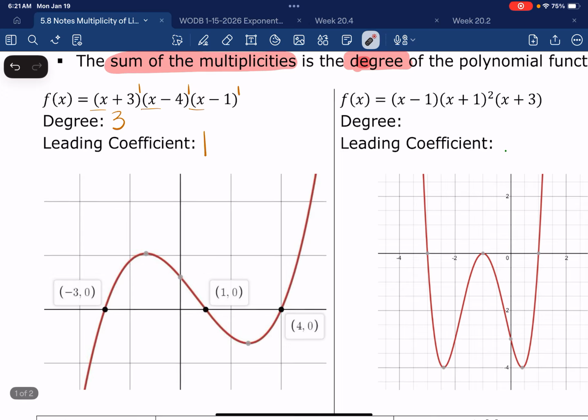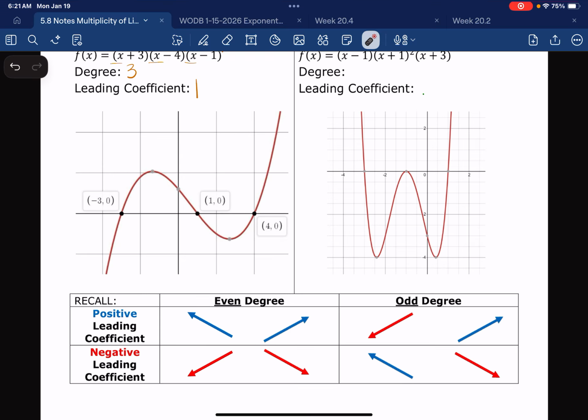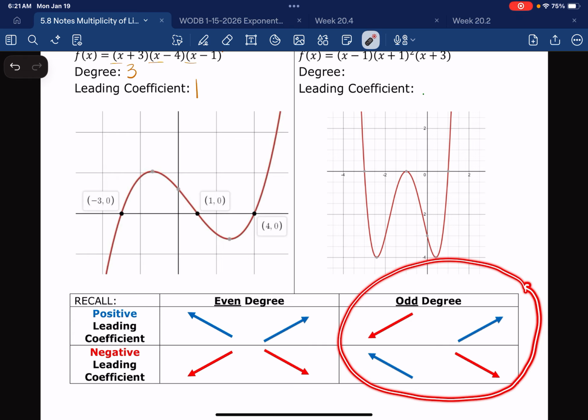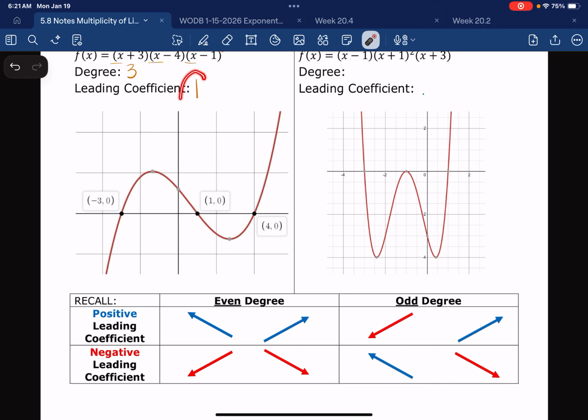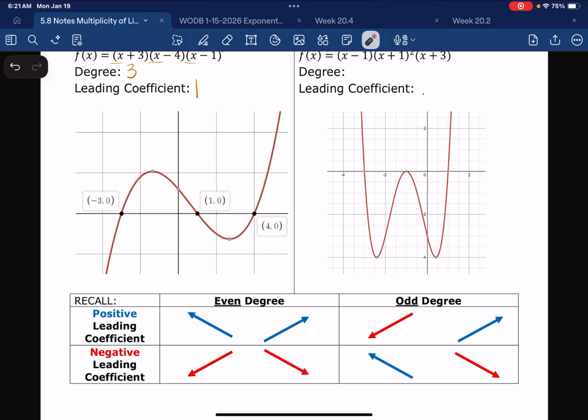Okay, now let's talk about the end behaviors. Because our degree is odd, we know our end behaviors go in the opposite direction, and we have a positive leading coefficient right here. So with a positive leading coefficient and an odd degree polynomial, we know our end behaviors look like this. Positive leading coefficient means we start low, we end high.